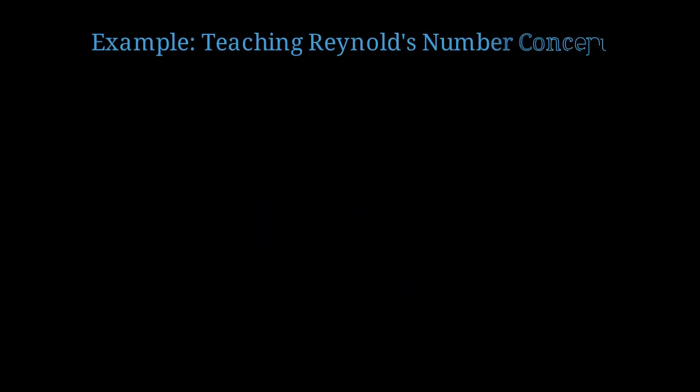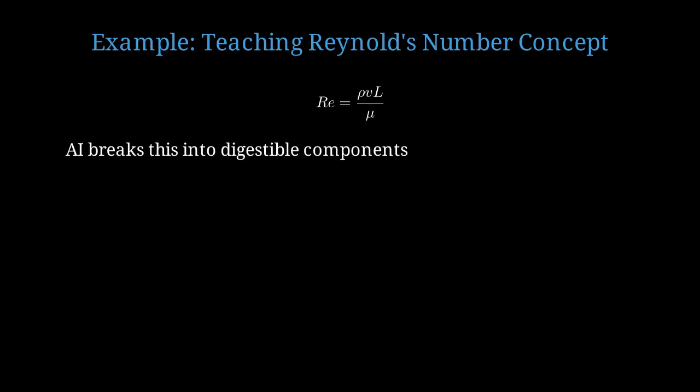Let me give you a concrete example of how the AI teaches a fundamental concept, the Reynolds number. This is a dimensionless quantity that predicts flow patterns in microfluidic devices. The Reynolds number equals density times velocity times characteristic length, all divided by dynamic viscosity. The AI doesn't just present the equation, it breaks down each component and explains the physical meaning.